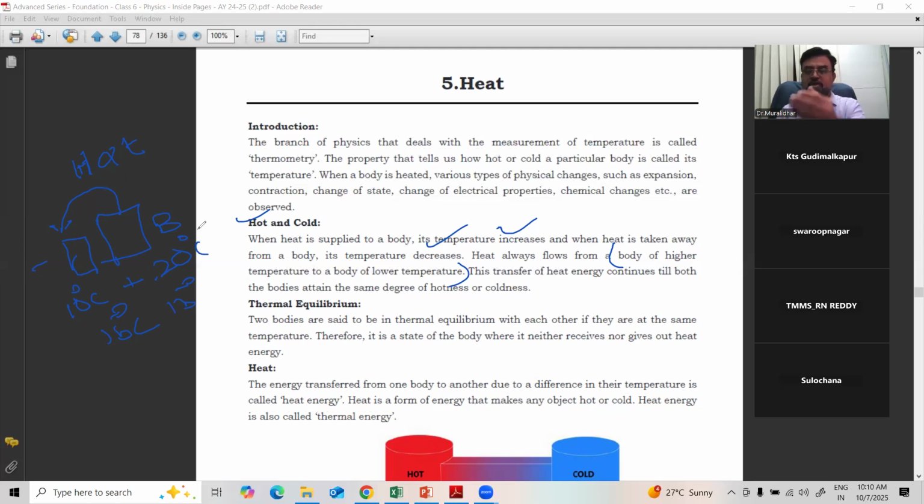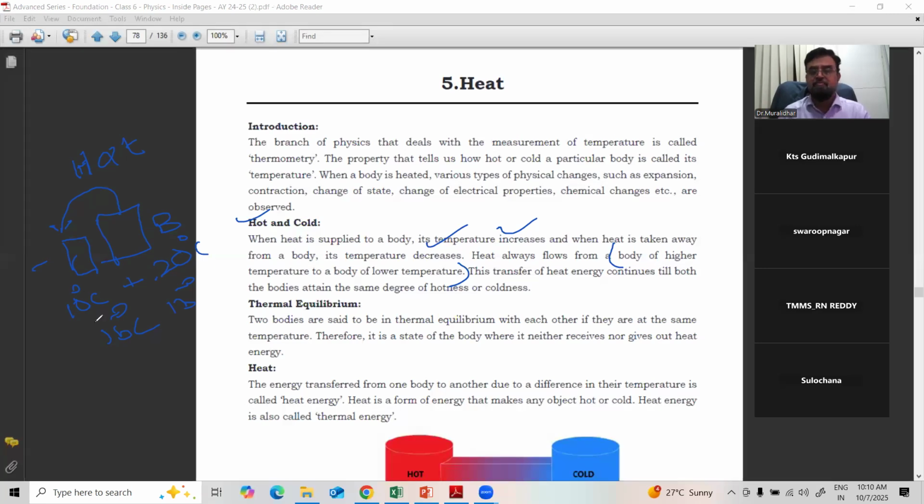Suppose your friend somebody got fever. If he sits beside you, you will also get fever because the heat from him is transferred to you. So heat always transfers from hot body to cold body, or higher temperature body to lower temperature body, until both become the same. That is called thermal equilibrium. Next, what we are going to discuss is that one.